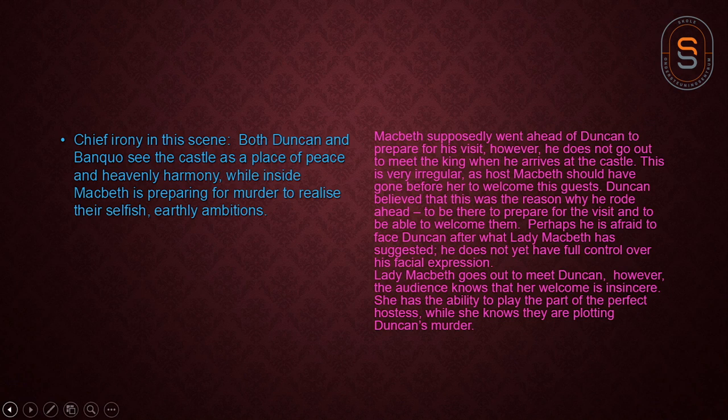Perhaps he is afraid to face Duncan after what Lady Macbeth has suggested. He does not yet have full control over his facial expression. So we see that Lady Macbeth goes out to meet Duncan. However, the audience knows that her welcome is insincere. She has the ability to play the part of the perfect hostess while she knows they are plotting Duncan's murder. This is the most important thing you have to remember from Act 1, Scene 6.